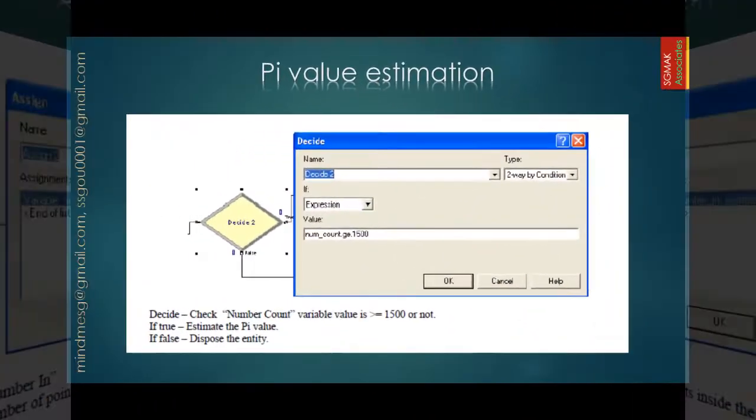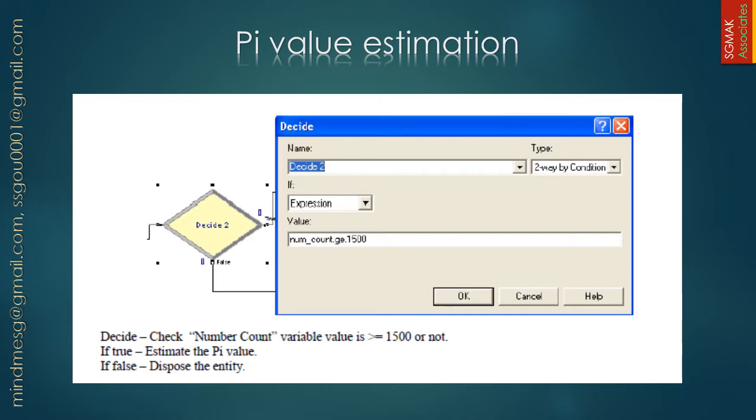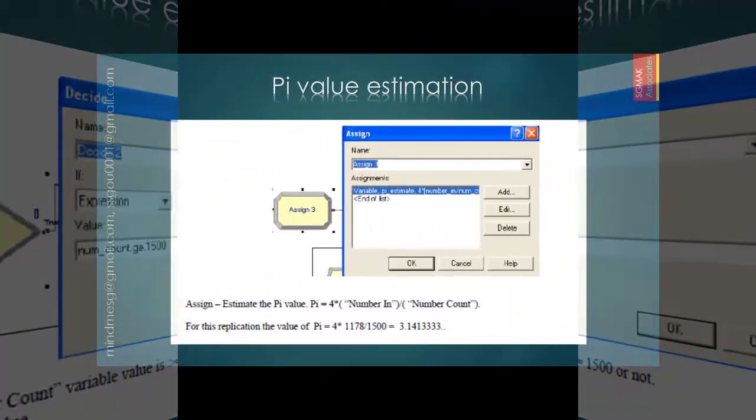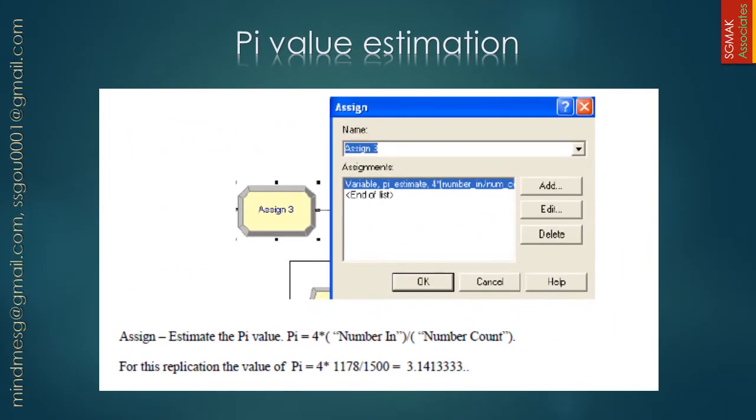Pi is given by 4 times the ratio of the number of points inside or on the circle divided by the total number of points tried, or equal to 4 times the number of points inside or on the circle divided by the batch size. A larger batch size is expected to provide a more accurate estimation of pi.